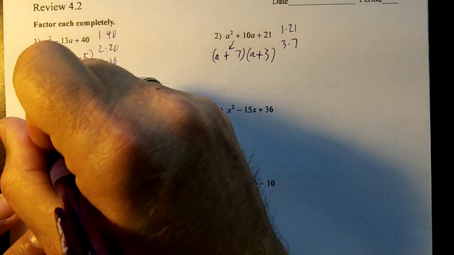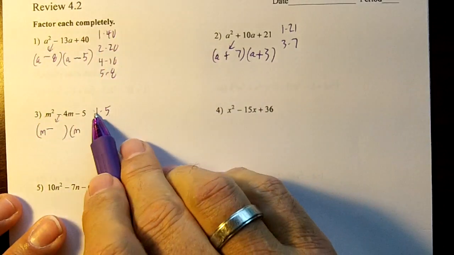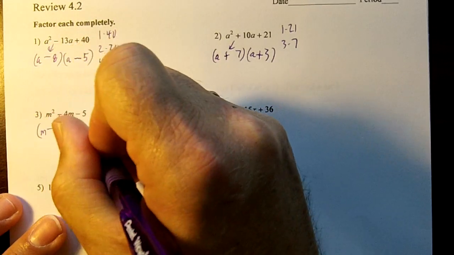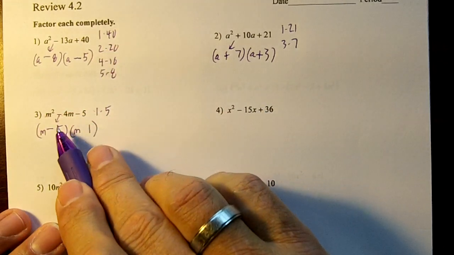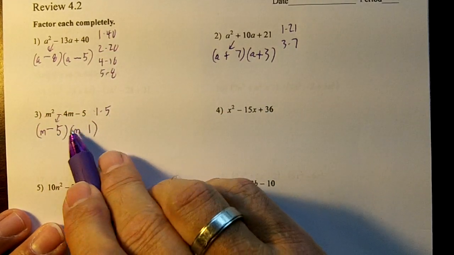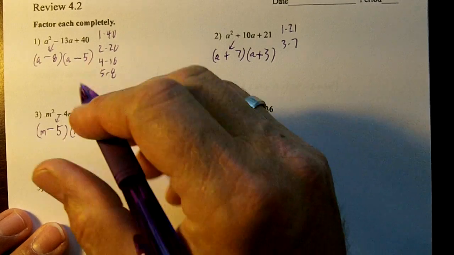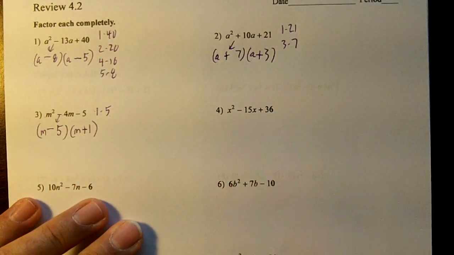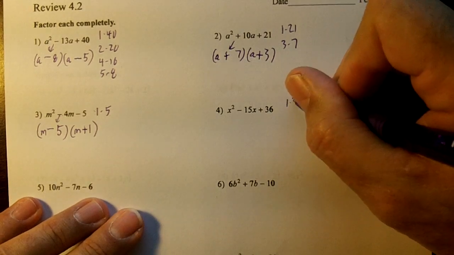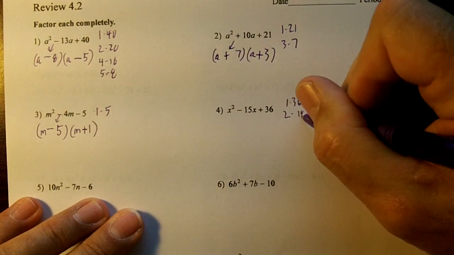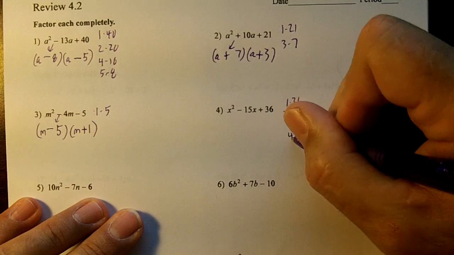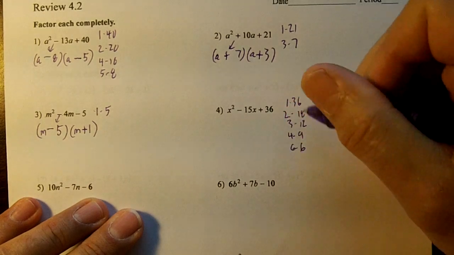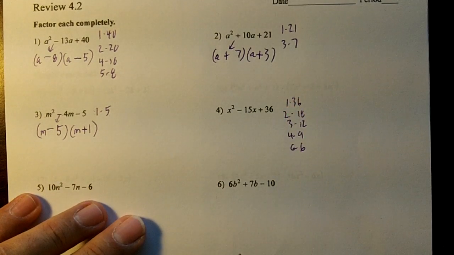Put your letter m down. And then we're going to use the 5 and the 1. Since I subtracted the 5 and the 1, my signs have to be opposite. So if that's negative, this is going to be positive. Piece of cake. Let's write down the factors of 36. There's a lot of them. 1 times 36, 2 times 18, 3 times 12, 4 times 9, and 6 times 6. It's about the most you'll have.